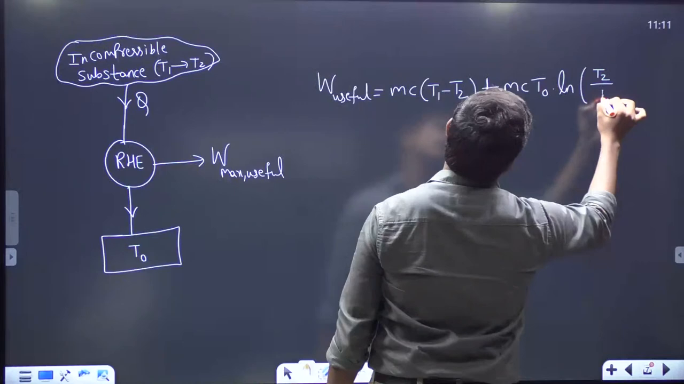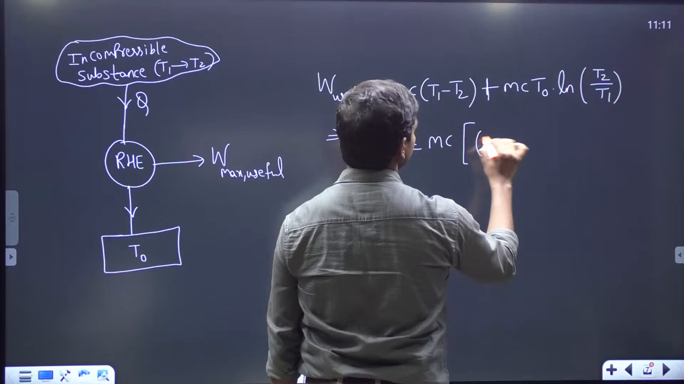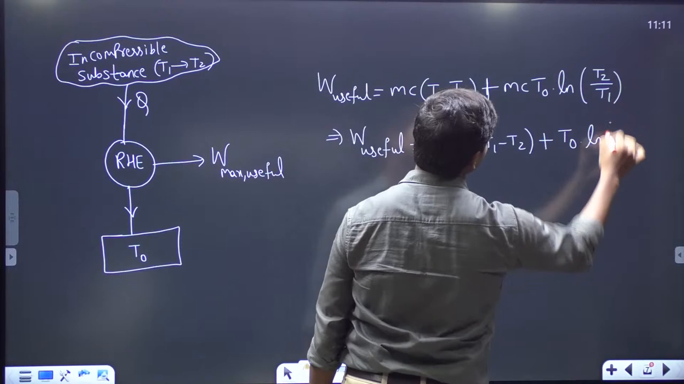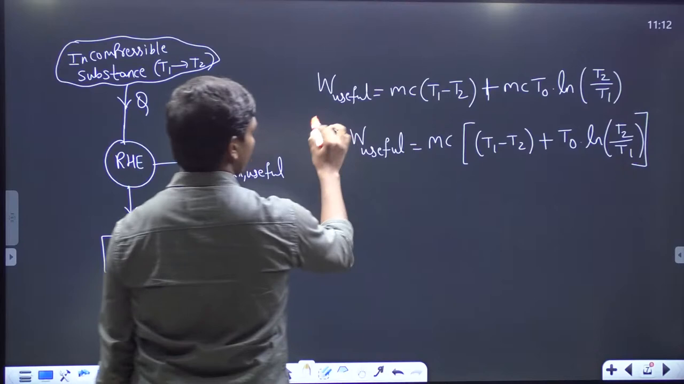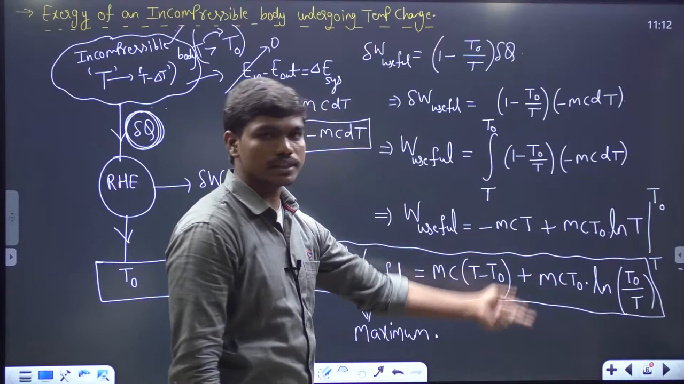So if you take mc common here, W useful is equal to mc into T1 minus T2 plus T naught into ln T2 by T1. This is the value that you have here as the total maximum useful work output that you can get out of this system. Now, instead of going to T2, if it's finally going to T0, this is the expression that is with us, correct? So did you all understand this?